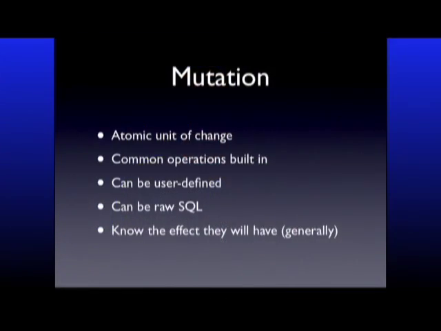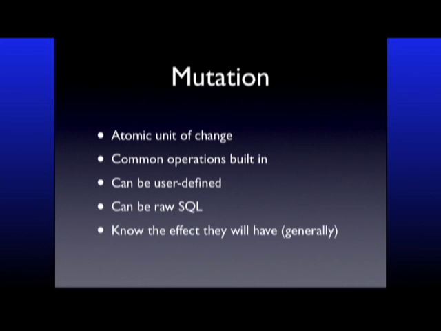The mutation is then an atomic unit of change. This is a way of resolving a single problem in a diff. The common operations are all built-in parts of Django Evolution. There is an add field, a change field, a delete field, and a delete model. You can, however, also use it to define your own. A mutation is just an abstract base class, and if you want to write your own fancy denormalize-on-a-Tuesday mutation, you can. Go ahead. They can also be raw SQL. There is an SQL mutation where you just drop in a chunk of SQL you want to run.